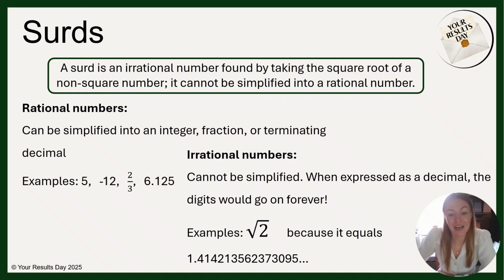Irrational numbers cannot be simplified. Even when expressed as a decimal, the digits would just go on forever. If you've come across pi before, you will recognise that. That is a decimal where the digits have no end. They just go on forever. Pi is an irrational number.